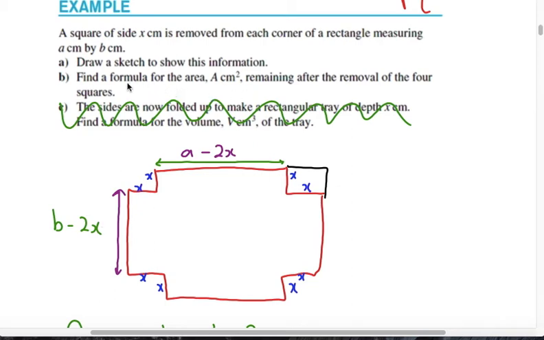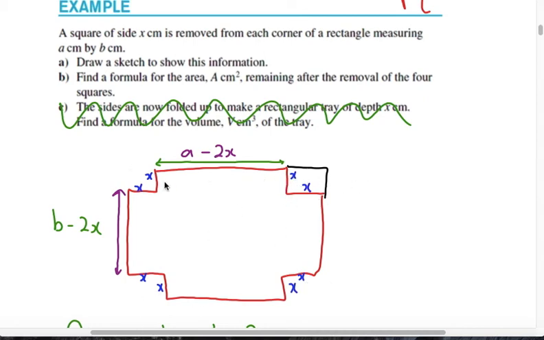Because you're asked to find a formula for an area, A centimetres, remaining after the removal of the 4 squares. So when you think of it, beforehand, the rectangle would have been length by width. And the length was A and the width was B. So AB would have been the original area of the whole rectangle.